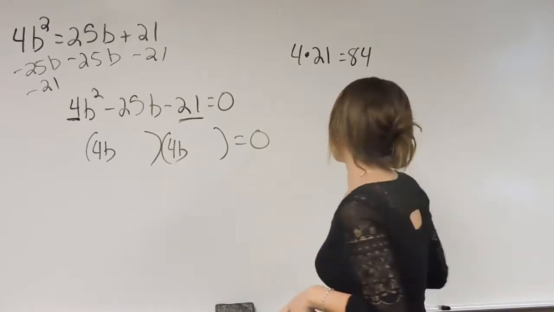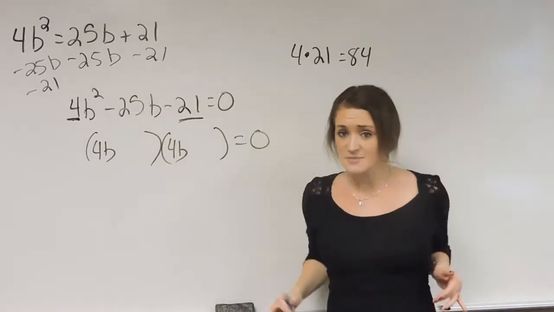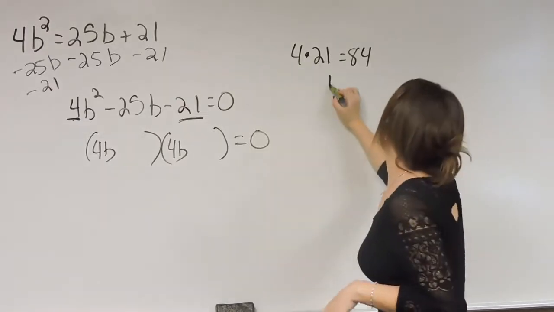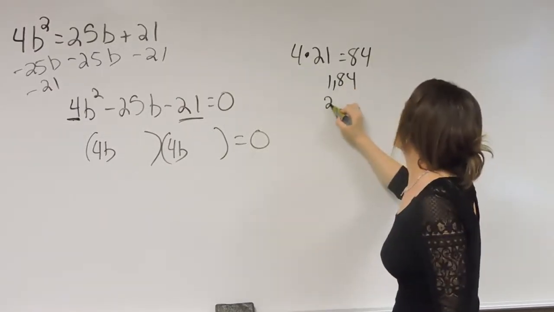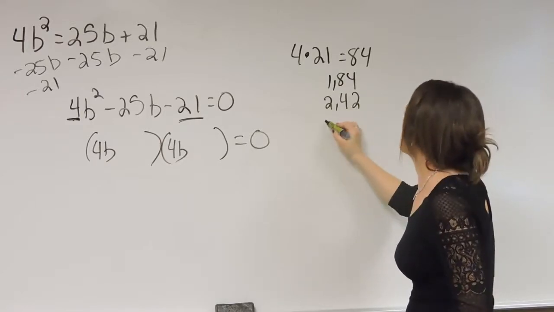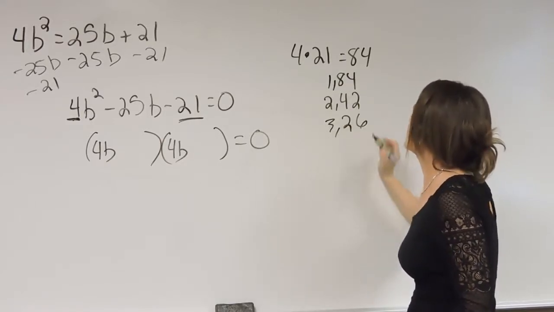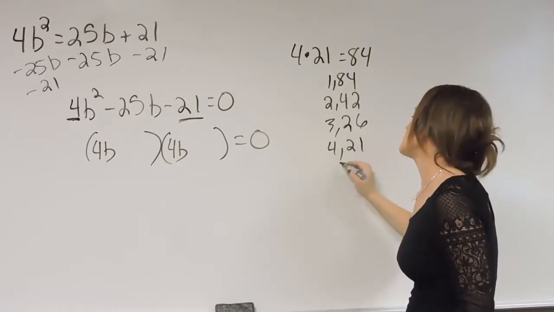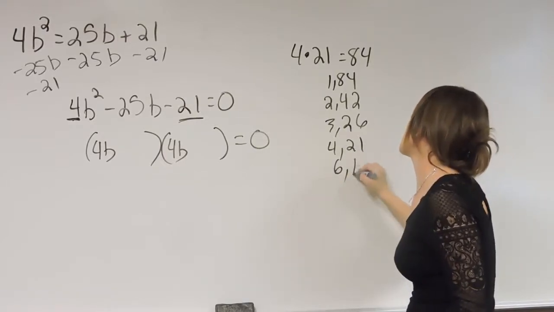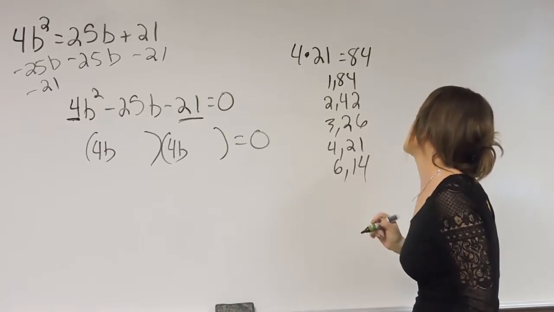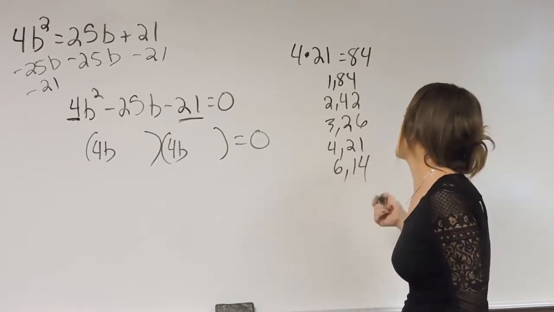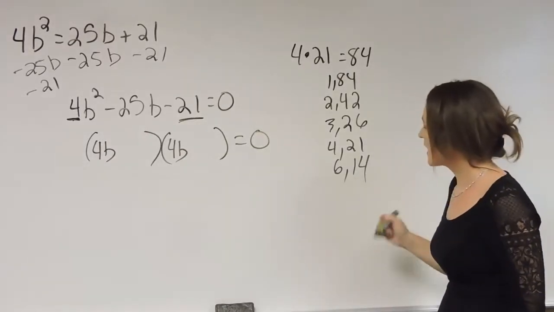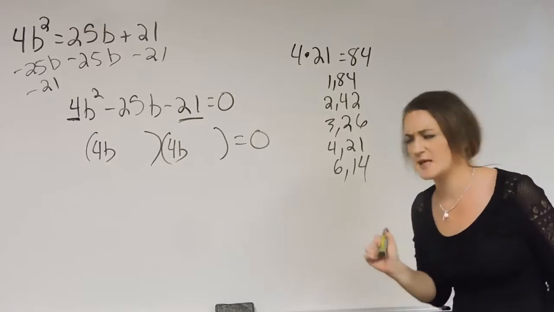What you're going to do with that number is list all the different numbers that multiply to get 84. So 1 times 84, 2 times 42, 3 times 28, 4 times 21, 5 doesn't go in, 6 goes in, 14 times, 7 doesn't go in, 8 doesn't go in. Whew, are we done? 9 doesn't go in, 10. So I think we might be done here.